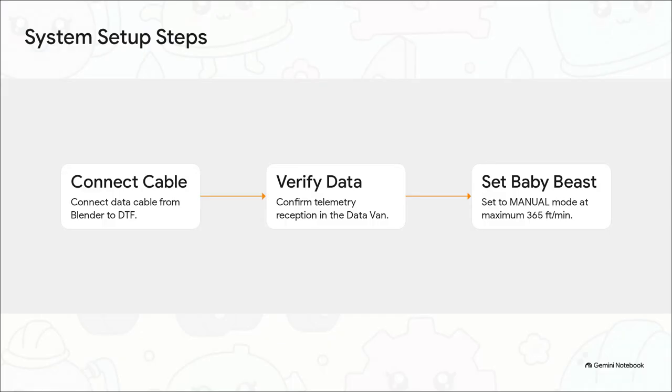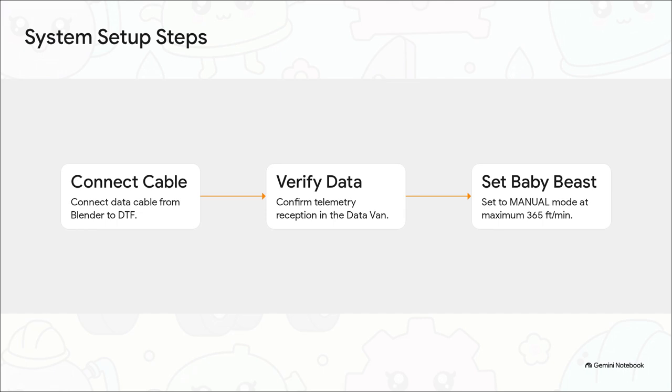First things first, you've got to physically hook up the data cable directly from the blender to the DTF control box. What you are looking for here is a green indicator that says EVO connected. If you see EVO error COM, stop right there. You've got a network issue that you need to troubleshoot before moving on.